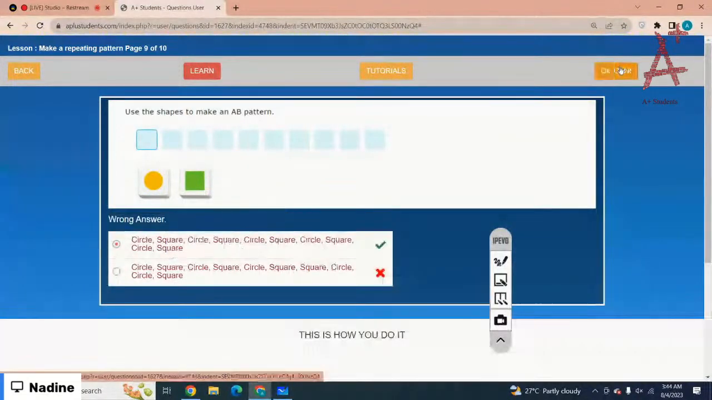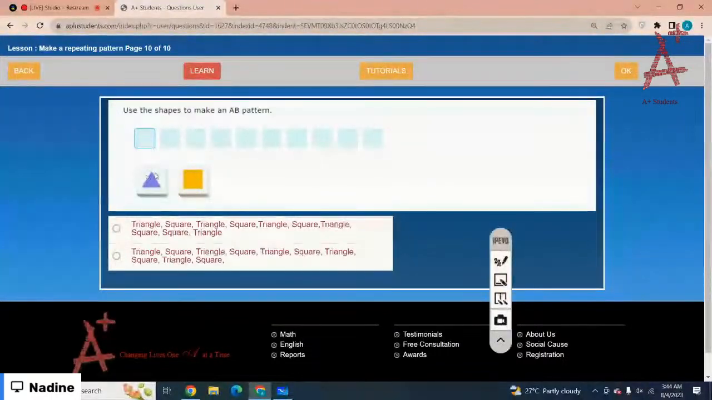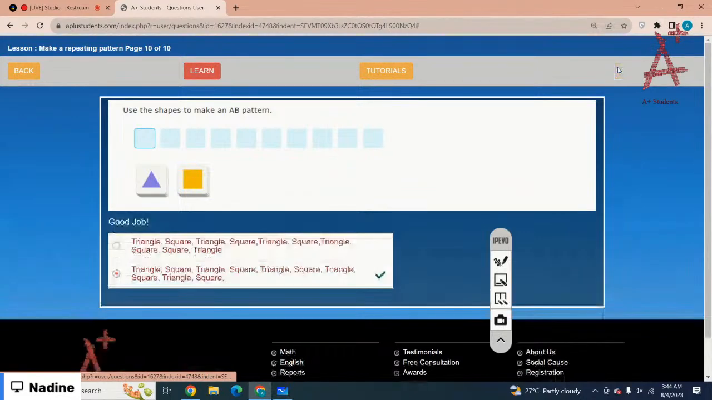Okay, option one is the correct option. You have to count, actually. Triangle, square, triangle, square, triangle, square, triangle, square, and option number two is the correct option. Okay, we are done with the lesson.